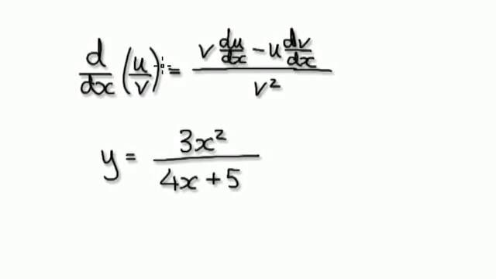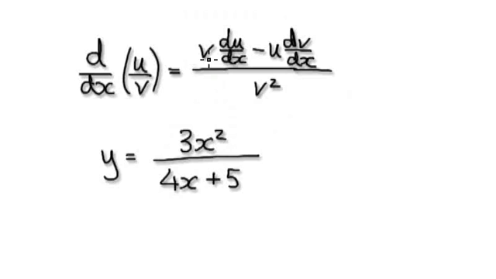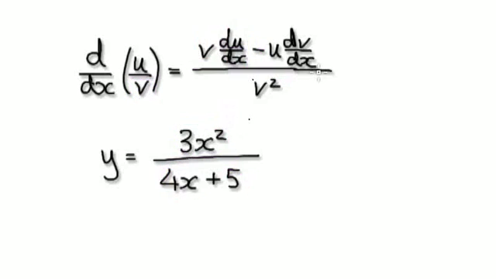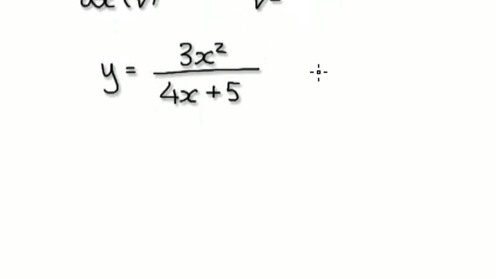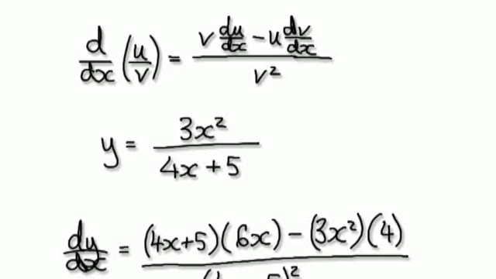Okay, so to do this, remember if you want to get one thing divided by another, all you have to do is follow this here. So keep v the same. So keep this whole thing here the same, and then differentiate the u. So this is your u here. Differentiate this, and so on. So this here will give you this.